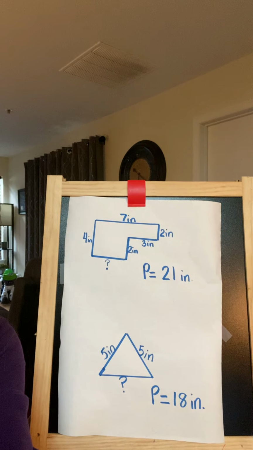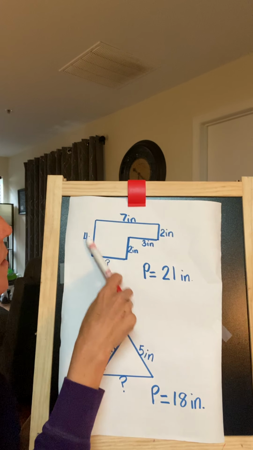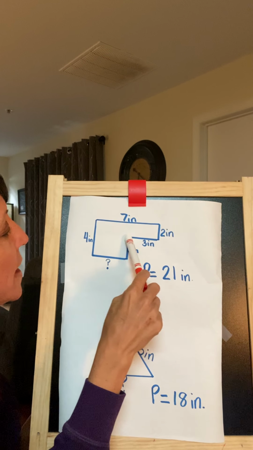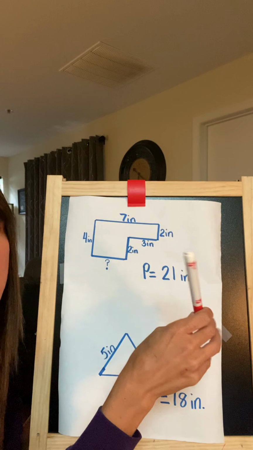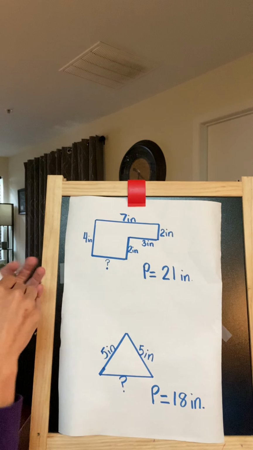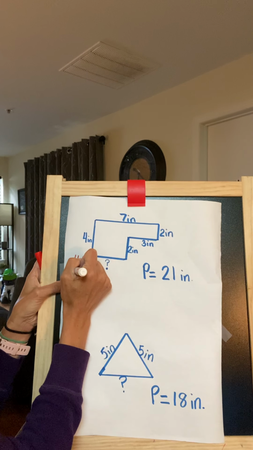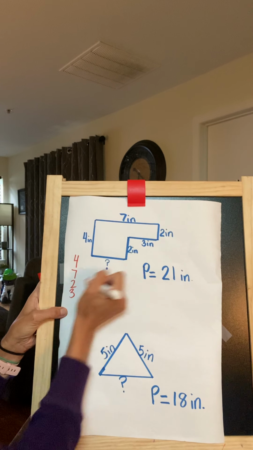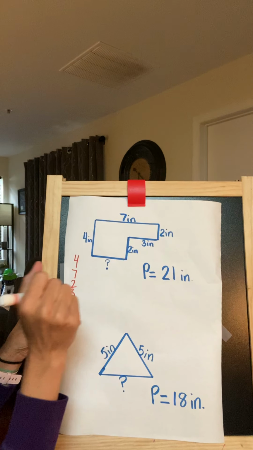This shape says you have one side, two sides, three sides, four sides, five sides, six sides. That means we should have 6 lengths, which would give me a total perimeter of 21 inches. We have this side, which is 4. We have 7. We have 2. We have 3. We have 2. And then we have a question mark, which represents the unknown.